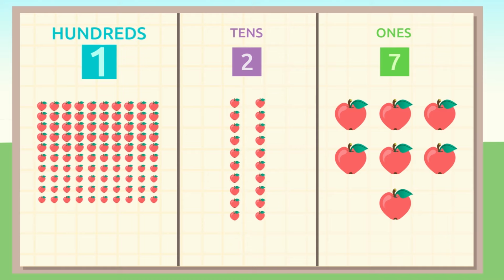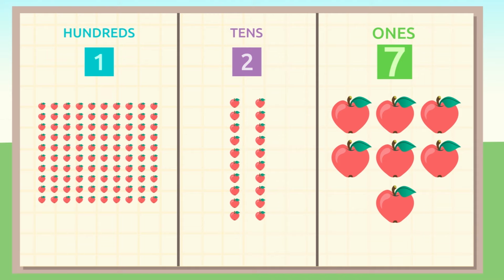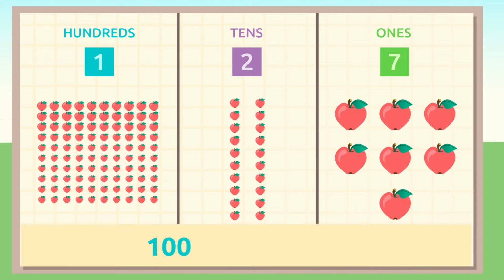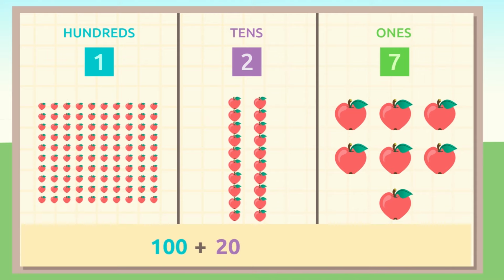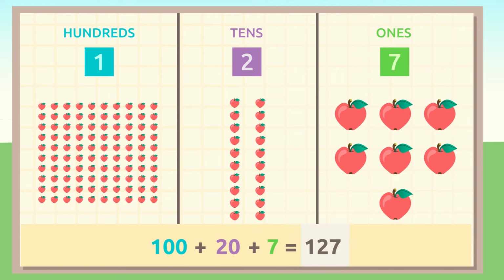1 is in the 100's place. 2 is in the 10's place. And 7 in the 1's place. 100 apples plus 20 apples plus 7 apples gives us 127 apples. Cool, huh?